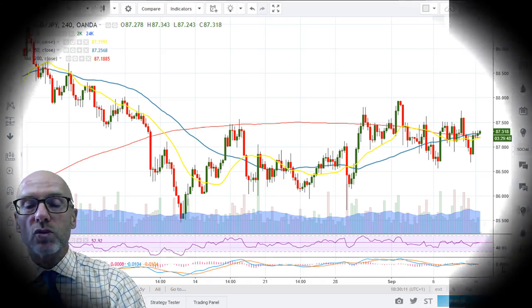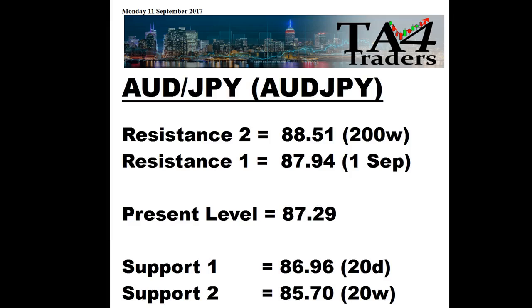On the support resistance levels, first resistance is from the 1st of September high, 87.94. Then we've got that 200-week moving average, which is key resistance, 88.51, with supports coming in at the 20-day, 86.96, and then at the 20-week, 85.7.